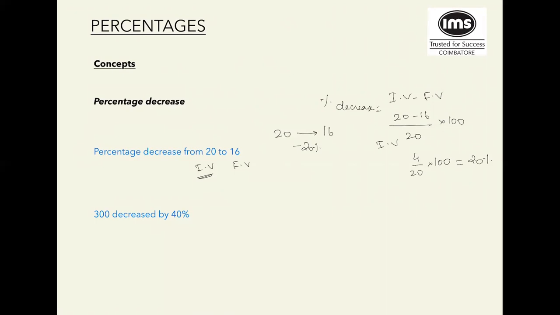Now let's look at this example. What is the value if 300 is decreased by 40%? So the question is, what is the final value? Now 300, you reduce 40% of it. So it is 300 minus 120. So the final value is 180. So if 300 is decreased or reduced by 40%, it becomes 180.